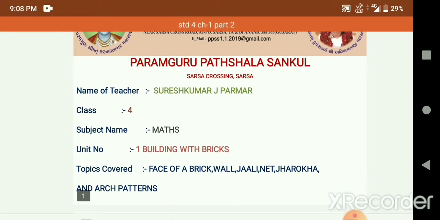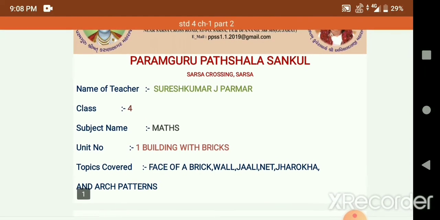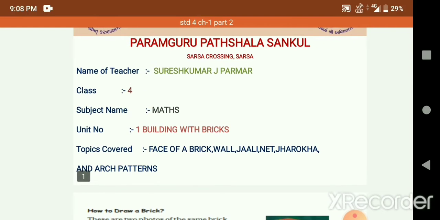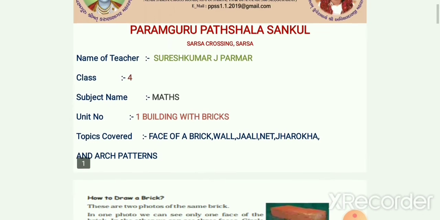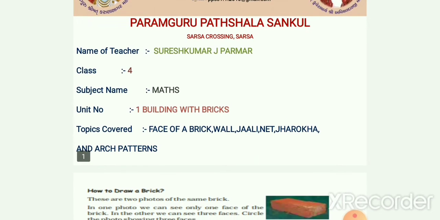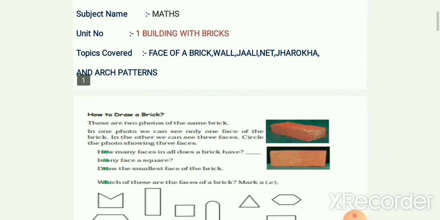Class 4, subject Maths, Unit number 1, Building with Bricks. Topics covered: face of a brick, wall pattern, jali pattern, net pattern, Jharokha pattern, and arc pattern.